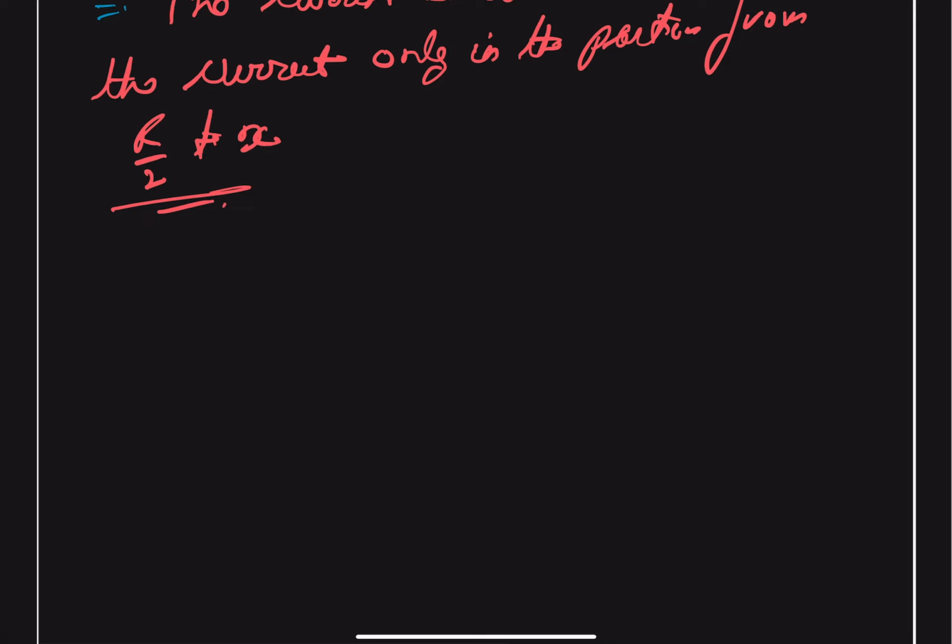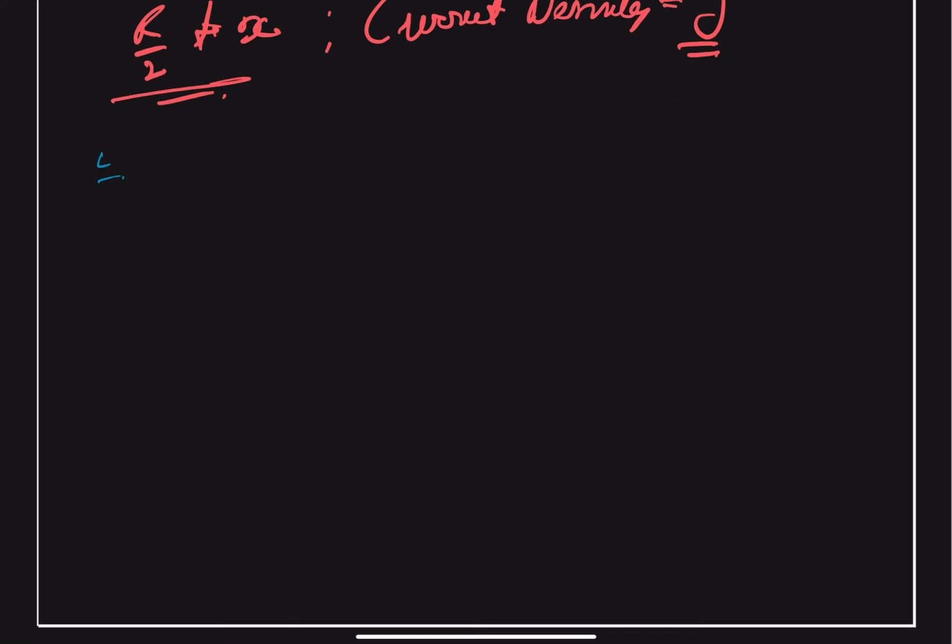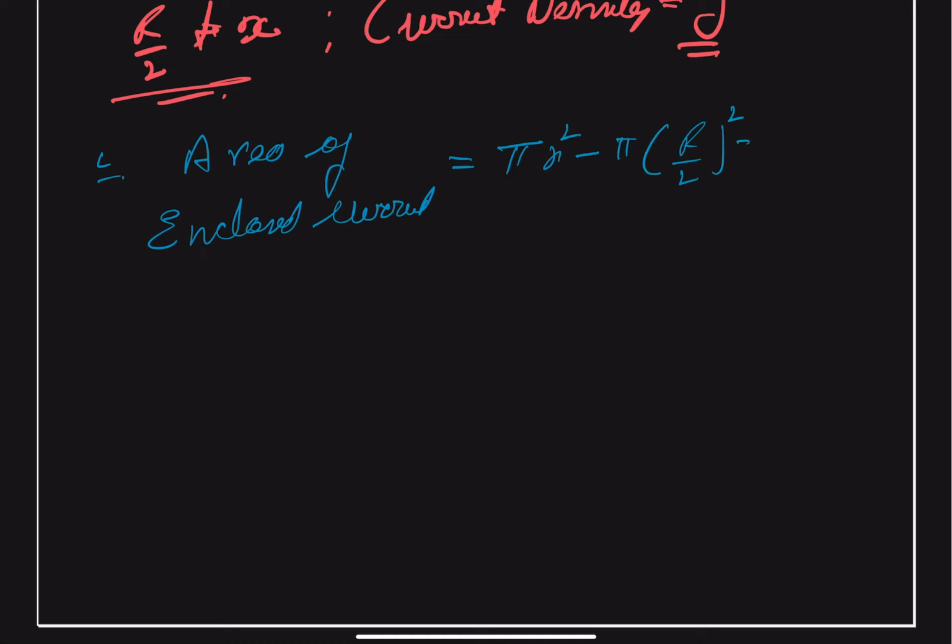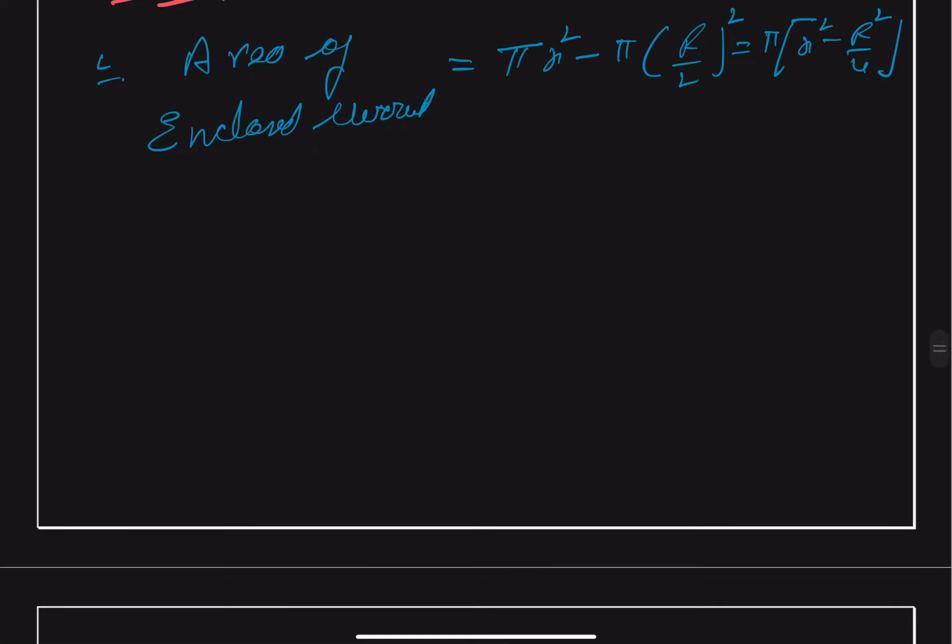And current density is given to us as J. Therefore, we can write that the area of enclosed current is equal to pi x square minus the area of the cavity, and this gives us pi times x square minus r square divided by 4. So this is the area, and now we can find the enclosed current.